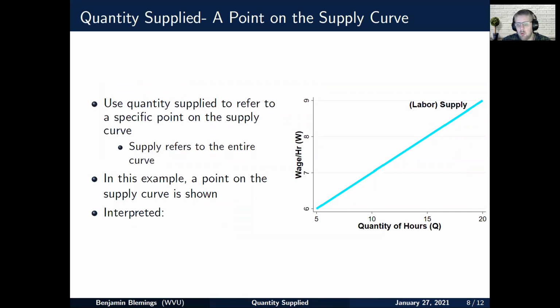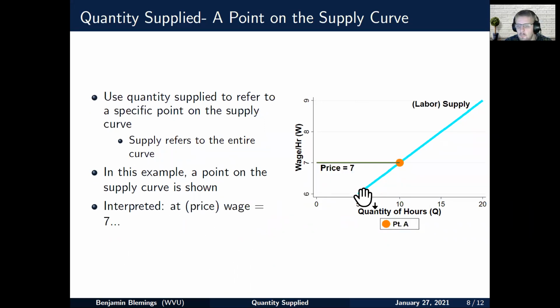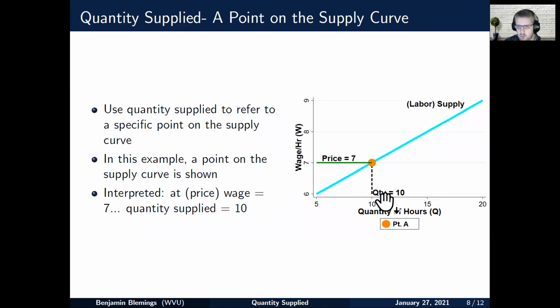So we need to talk more specifically about how we interpret a supply curve. Just like quantity demanded refers to a specific point on the curve, quantity supplied also refers to a specific point on the curve, whereas supply is the entire curve. I'm going to show you a point on the supply curve. At price equals 7, quantity supplied equals 10. That's an important distinction to make: supply is not 10, the quantity supplied is 10 when the price is 7.